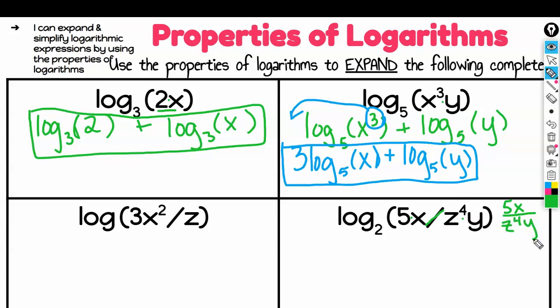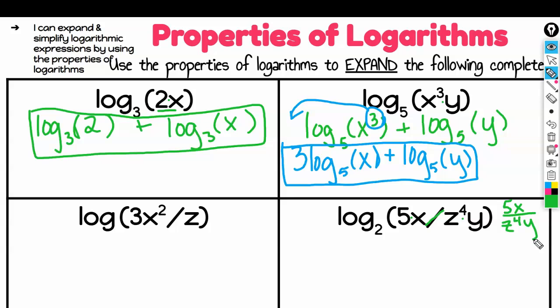This is important because the z to the 4th and the y are in the bottom. They're both being divided. So what that means is both of them are going to be part of the quotient property because they are dividing. They're the stuff on the bottom.